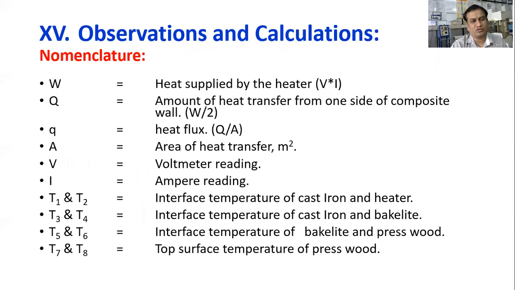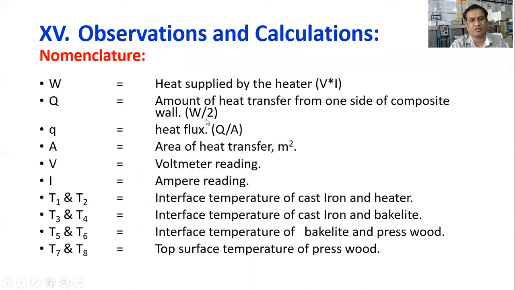Then we should know the different symbols and their meanings. So W is normally the heat supplied by the heater. This heat supplied can be calculated with the help of voltage into ampere. We have manually adjusted this voltage, and accordingly the current is changing. So on the basis of this V and I, we can calculate this W.